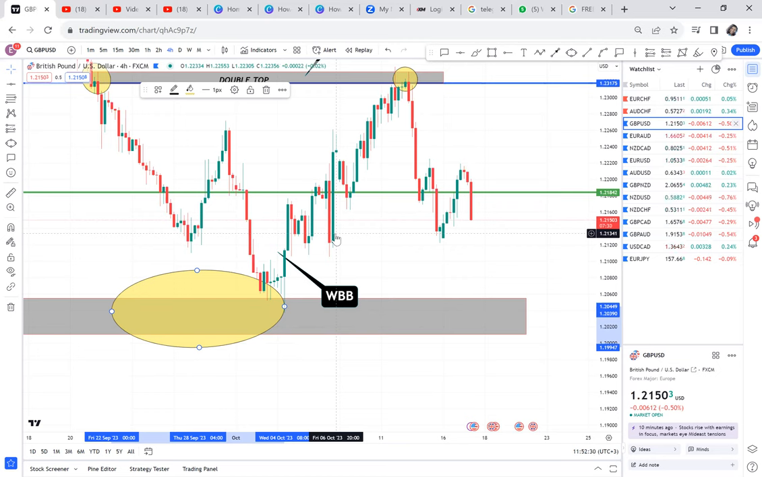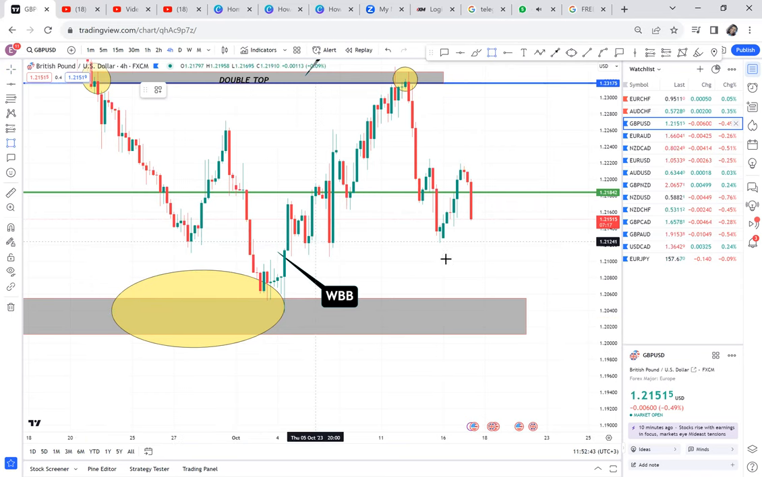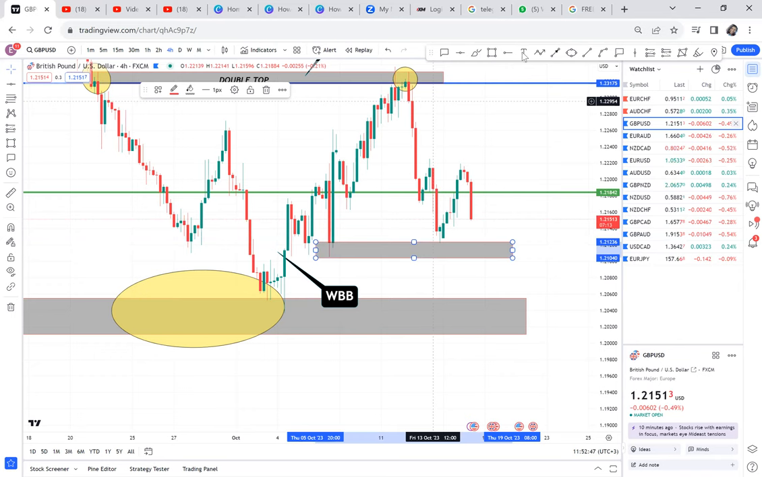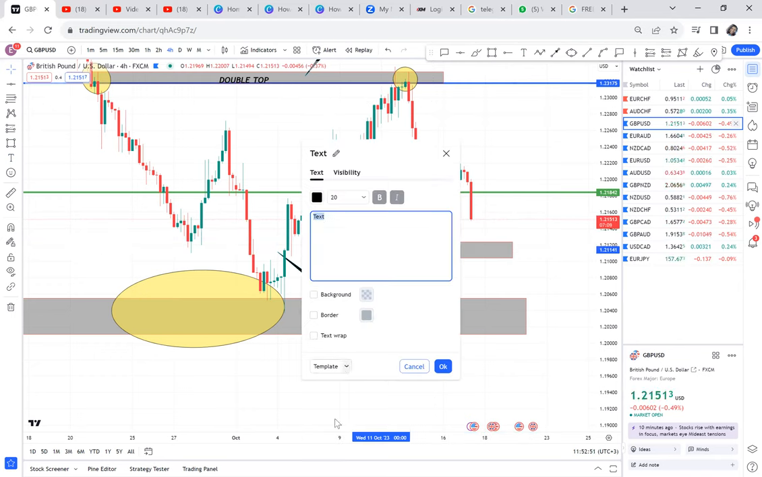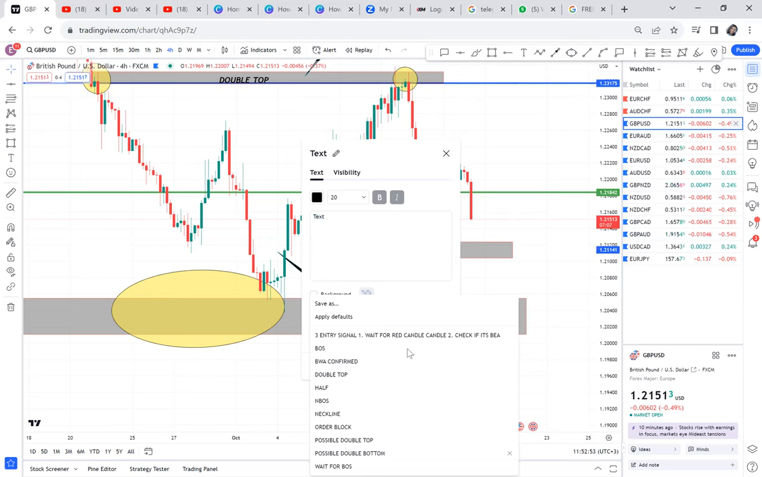Because if they break that pattern, guess what? The market will start going up instead of selling. So the market breaks half, and immediately if you enter sell, the market comes and it is blocked by that pattern. Can you see, guys? It is blocked by that pattern. So we get a double bottom, which is that pattern, and that's the possible double bottom.